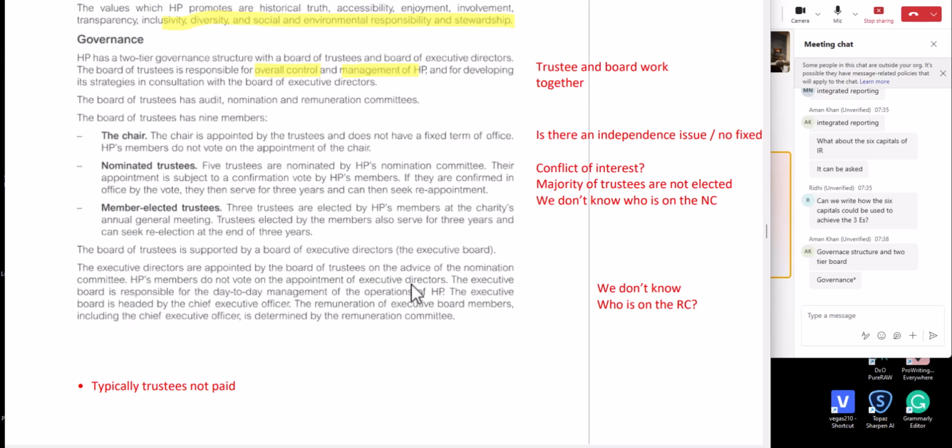So the trustees provide the oversight and direction. They're responsible for making sure the board of directors is delivering. Remuneration of the executive board is determined by the remuneration committee. The remuneration committee is trustees.